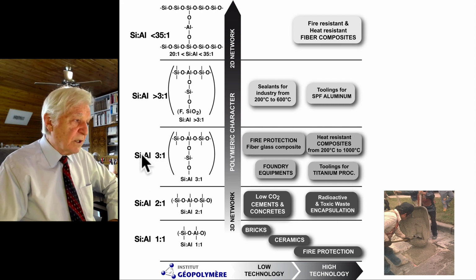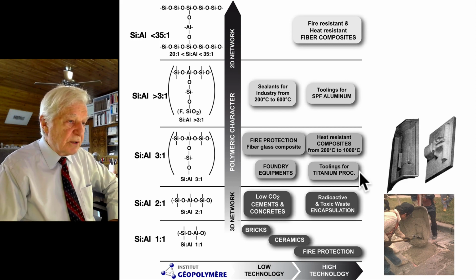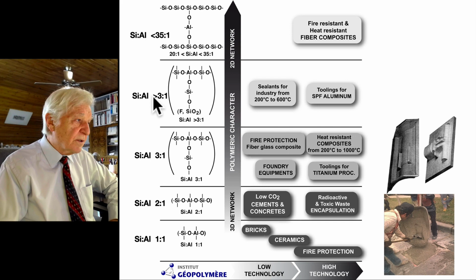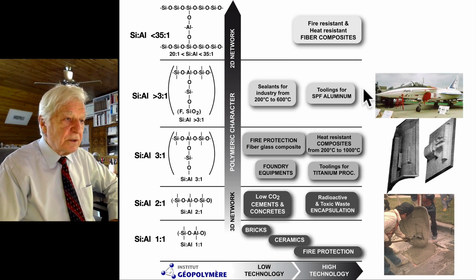If we increase the ratio Si to Al to 3:1, then we enter into the foundry equipments, tooling for titanium processing, some heat-resistant composite, more fire-resistant composite. If we increase the ratio Si:Al higher than 3:1, we get a more polymeric character and enter in two-dimensional networking. We get sealant for the industry or toolings for SPF aluminum.